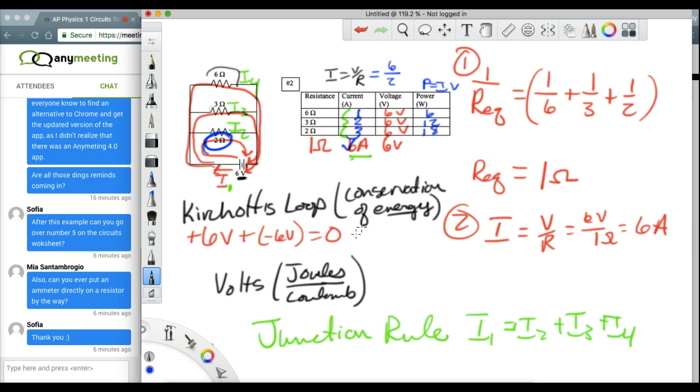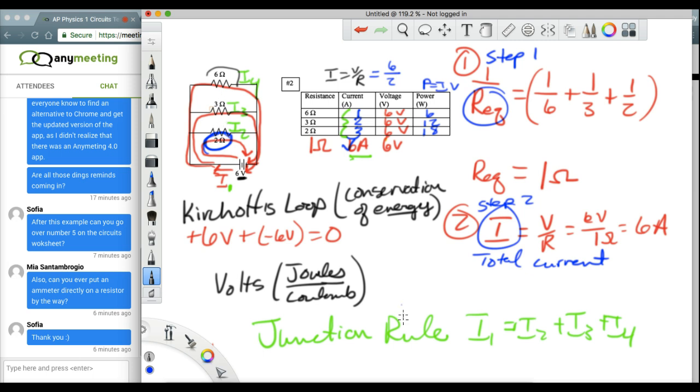Pretty straightforward, and I'm pretty sure that most of you got this correct on the quiz, but I did see a couple of groups struggling with where to start. That's why I want you to remember step 1 is to find REQ, step 2 is to find the total current, and then work your way from there based on what type of circuit that you have.